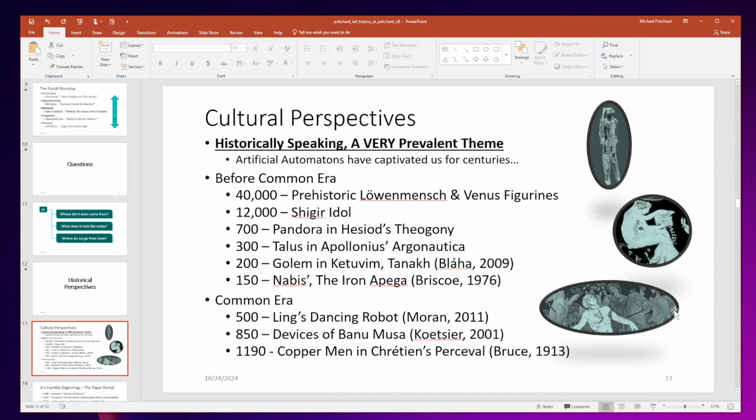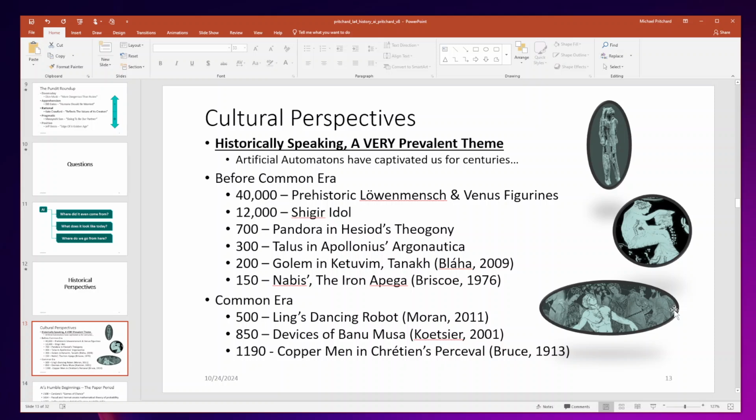And then you've got the concept of the golem, and the Kentuvum is another one. The Iron Maiden, Nabis, the Iron Maiden. So we're at 2,200 years ago. And then when you get into Common Era, this would be about 1,500 years ago.